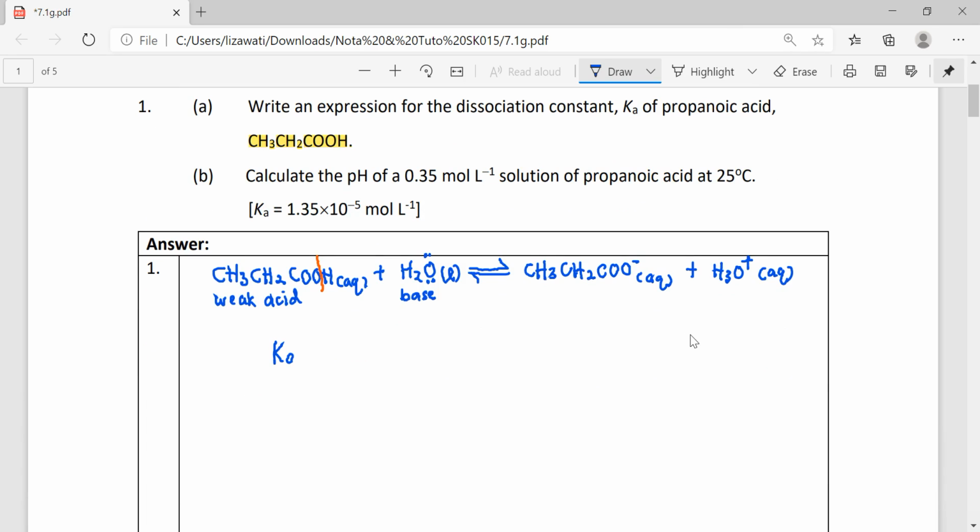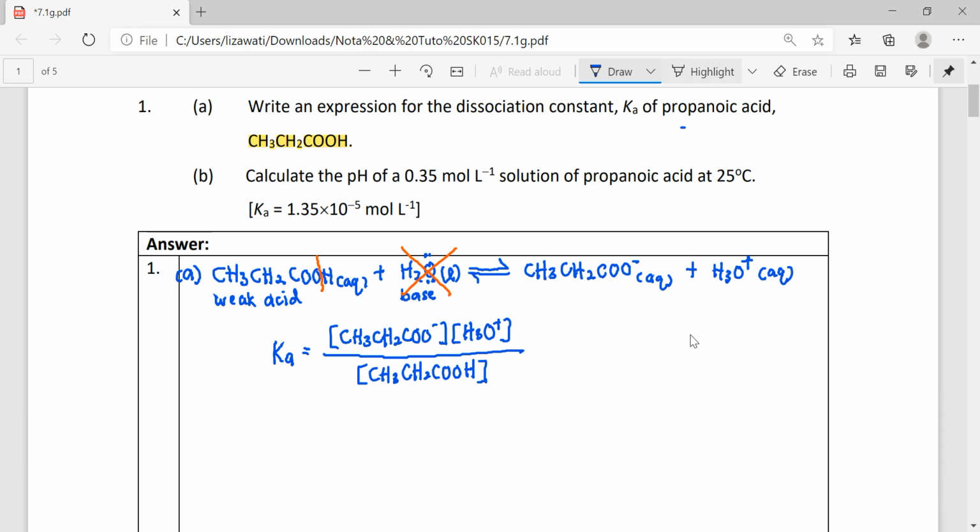Next you can write the Ka expression for this equation. Remember, Ka is the concentration of the products divided by the concentration of the reactant. Since H2O is a liquid, it is not included in the Ka expression. So you get it divided by the concentration of propanoic acid. Right, so this is for A.